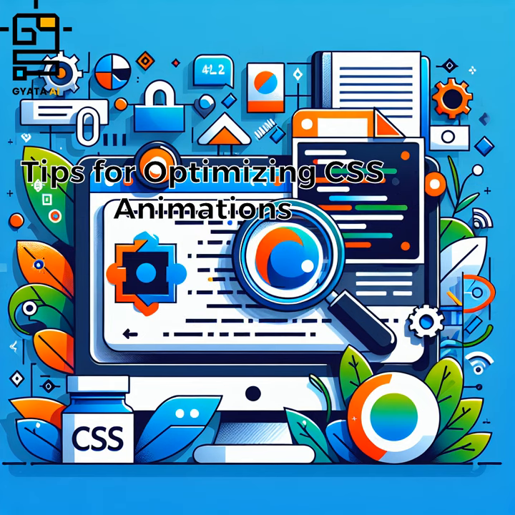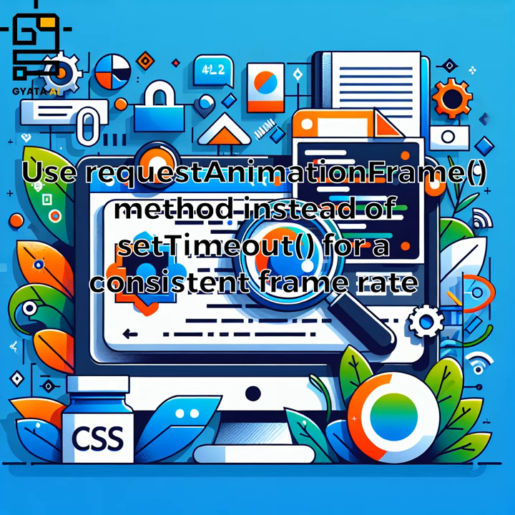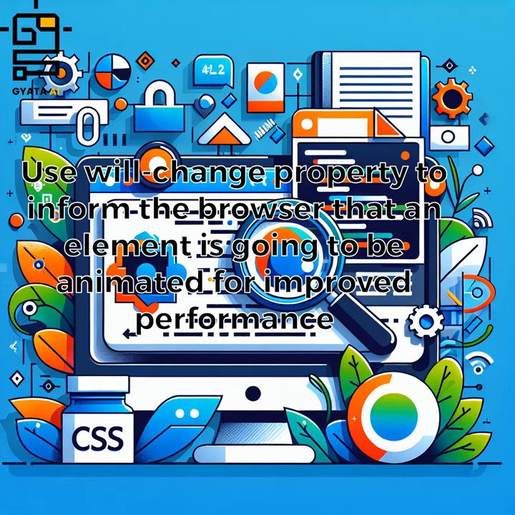Tips for optimizing CSS animations. Use hardware acceleration with the transform property for better performance. Use the requestAnimationFrame method instead of setTimeout for a consistent frame rate. Use the will-change property to inform the browser that an element is going to be animated for improved performance.